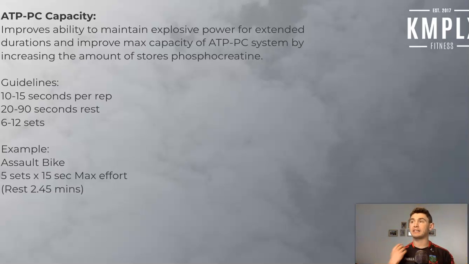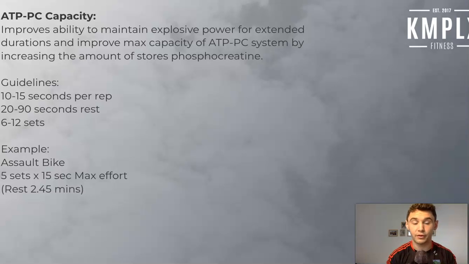Your capacity, in simple terms, would be your ability to reproduce. So this says that it improves your ability to maintain explosive power for extended durations and improves max capacity of the ATP PC system by increasing the amount of stores of phosphocreatine. So what this would look like is, let's say after 2 sprints of your ATP PC power program, you tend to just have a big drop off. By increasing your capacity and training that side, that drop off might stagnate, or it might not happen till your 4th sprint. There'll always be a drop off, of course, that's just the nature of it.